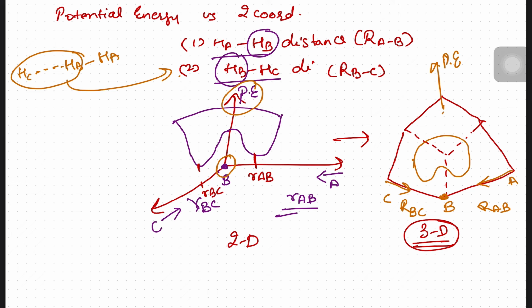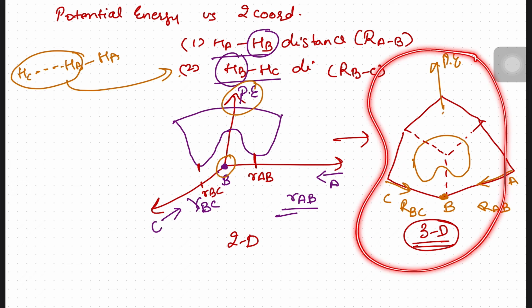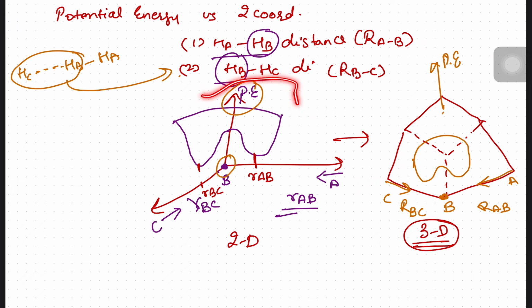So this is the potential energy diagram in the 3D form, and this is the potential energy diagram in the 2D form. I hope that is clear.